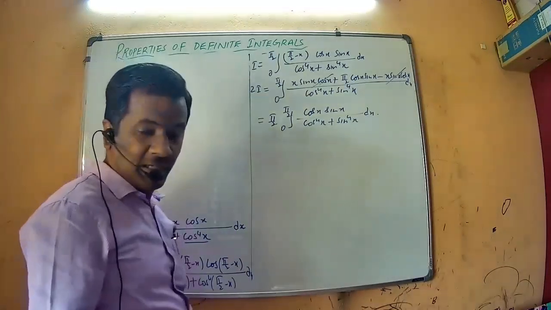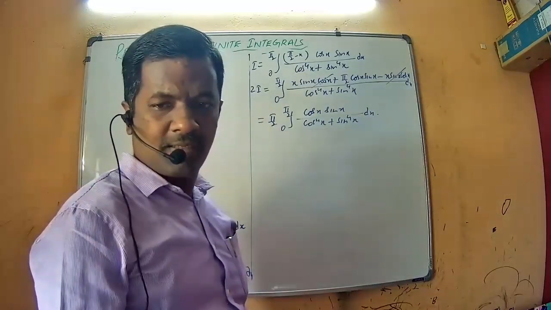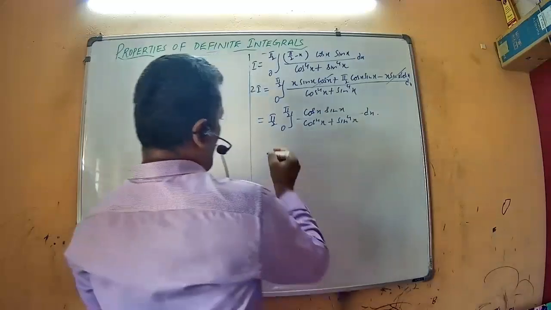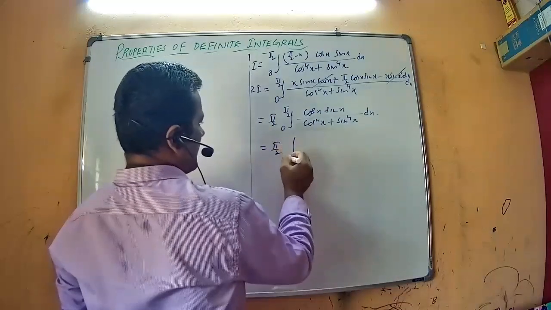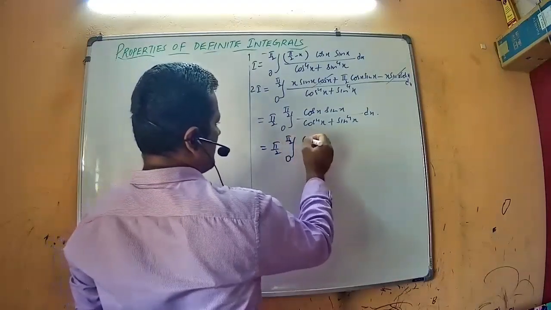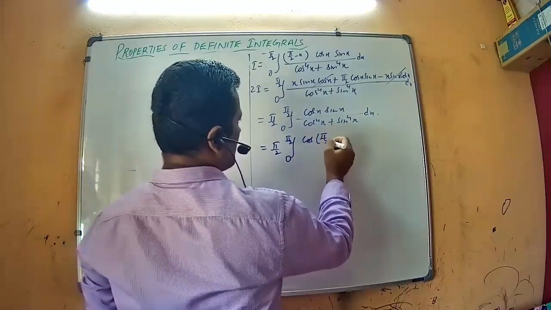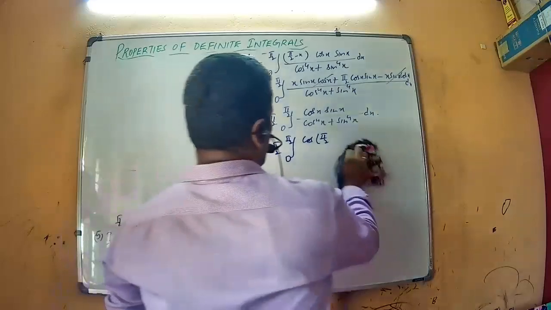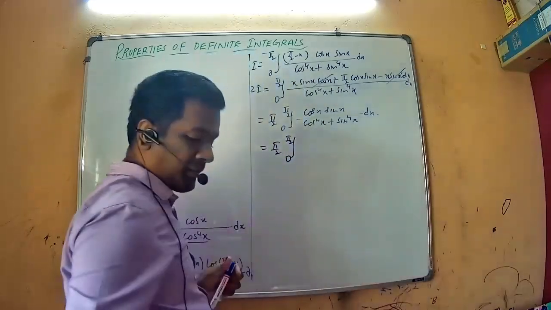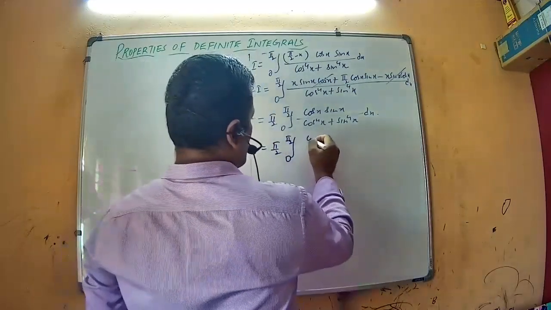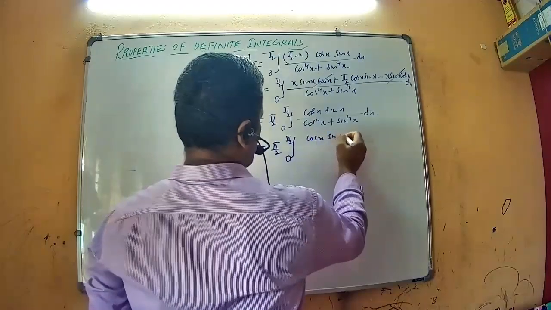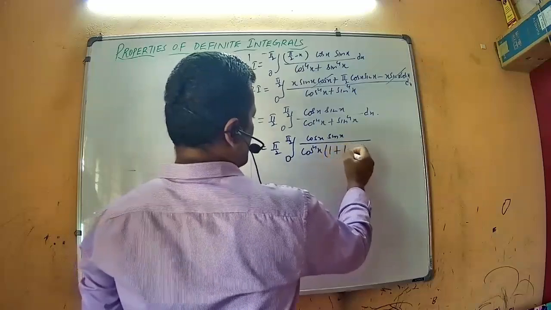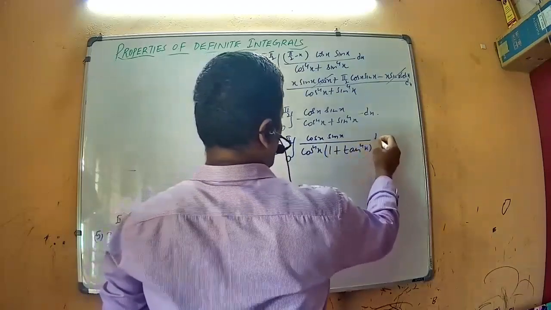Then how to evaluate this integral? Yes, here if you apply the property again, pi by 2 into integral of 0 to pi by 2. One second, there's no need to apply the property again. We do one thing, take cos power 4x common initially. So this is cos x sin x by cos power 4x common, and you are left with 1 plus tan power 4x dx.